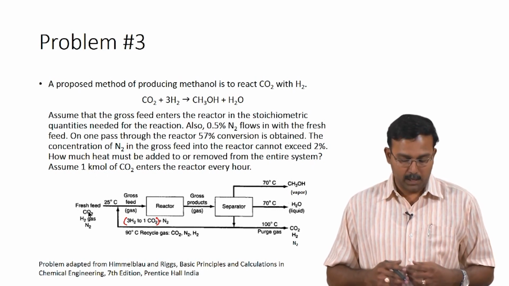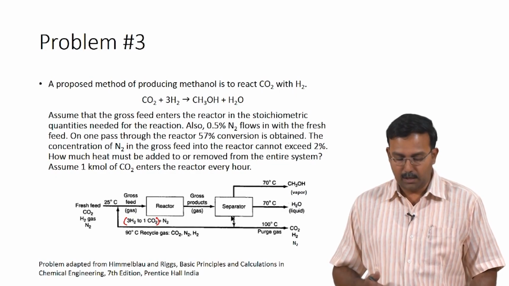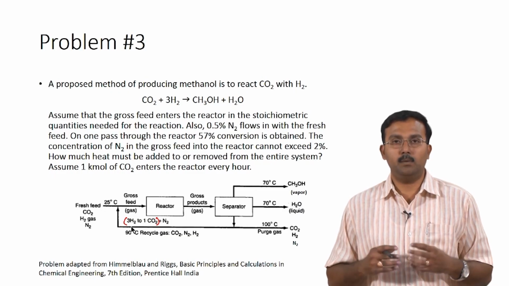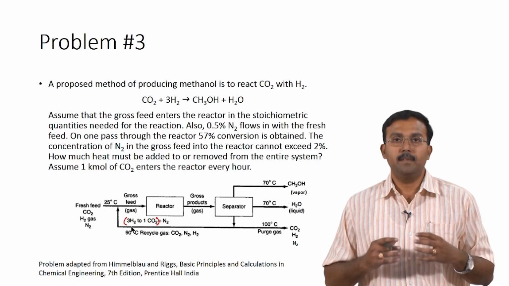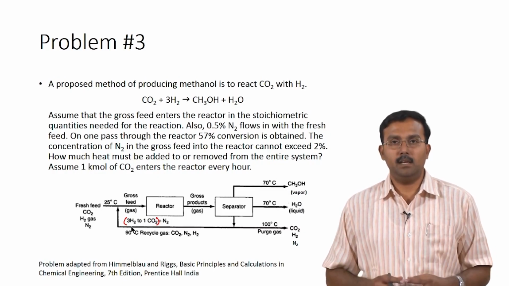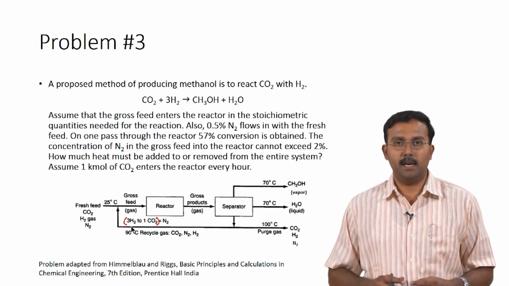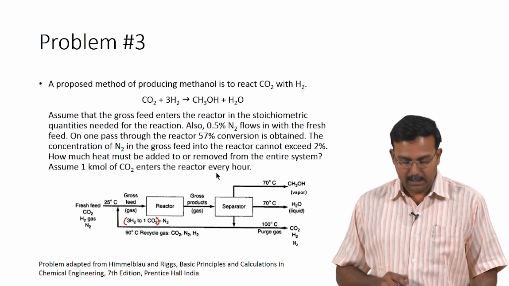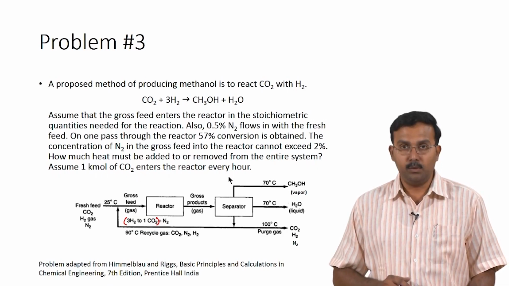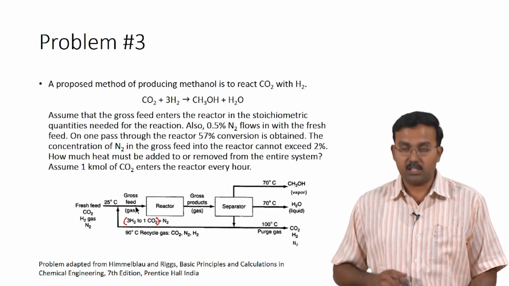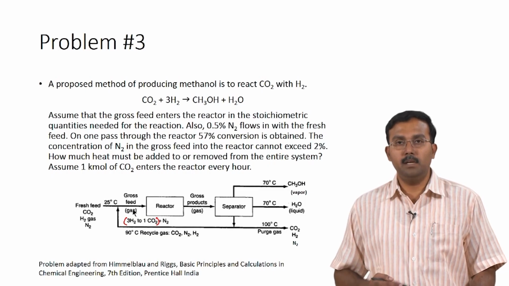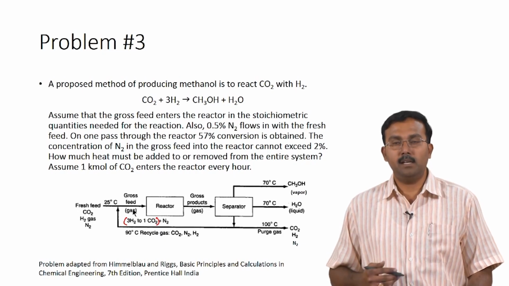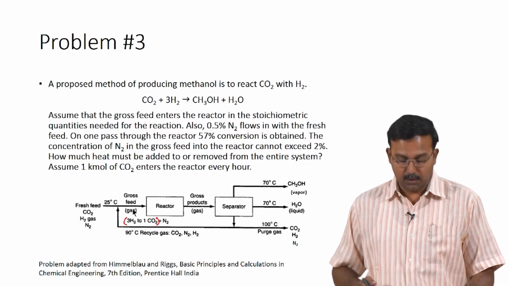We have been asked to identify how much heat must be added to or removed from this entire system. Let us look at this process and try to perform all the required calculations. So, as I always say, the first step for performing any energy balance calculation is to perform material balances. Here we have been given 1 kilomole of CO2 enters the reactor every hour. So, which means the basis we have to use would be 1 kilomole of CO2 in the gross feed. So, with that we would be able to perform the required material balance calculations. So, the first part would be to perform the extensive material balances that are required for getting the flow rates for all the streams.